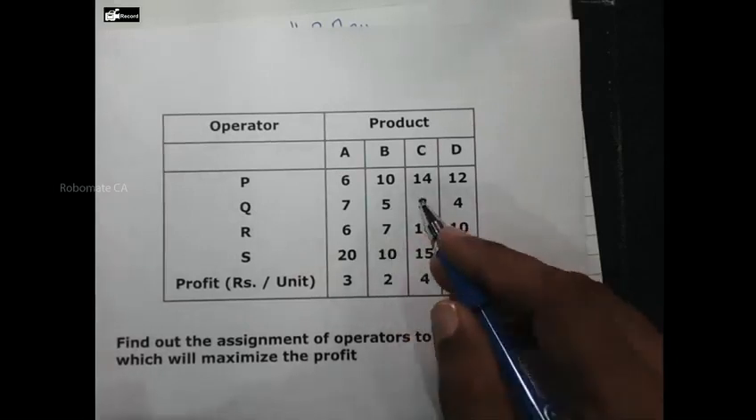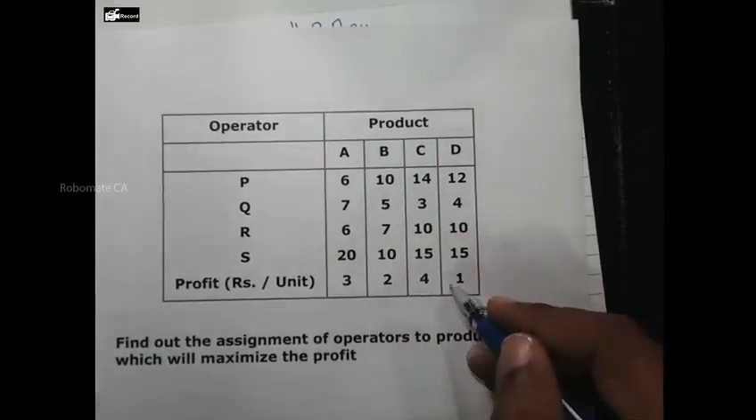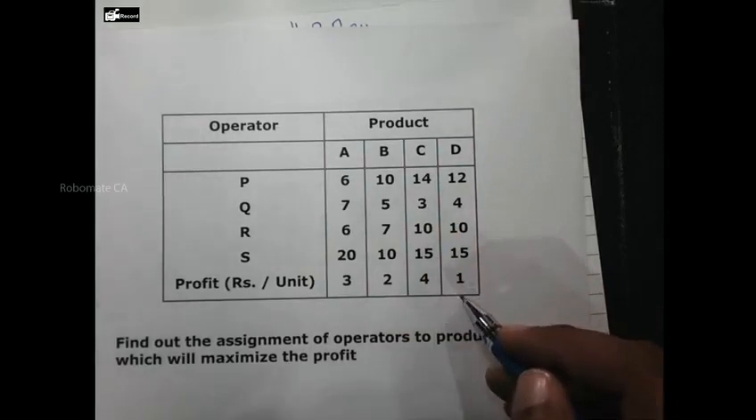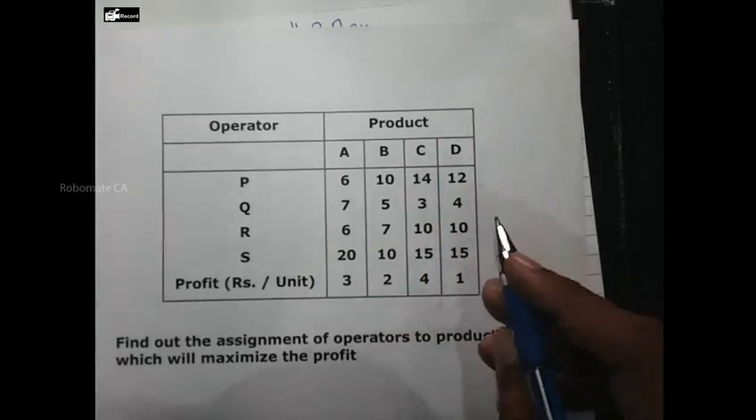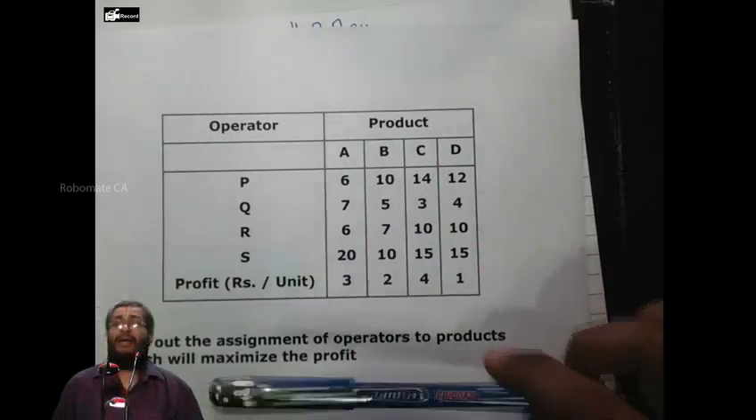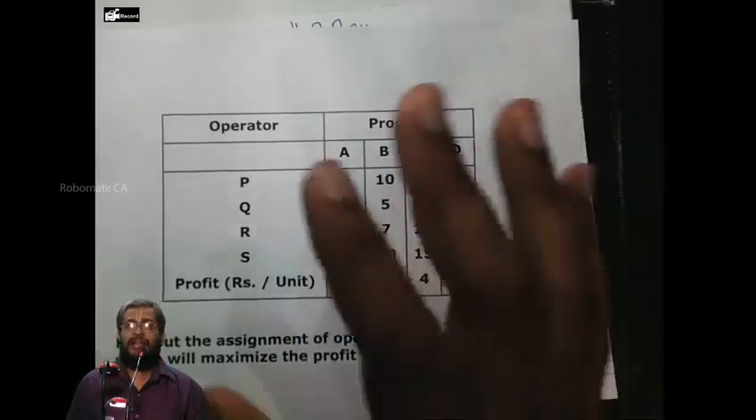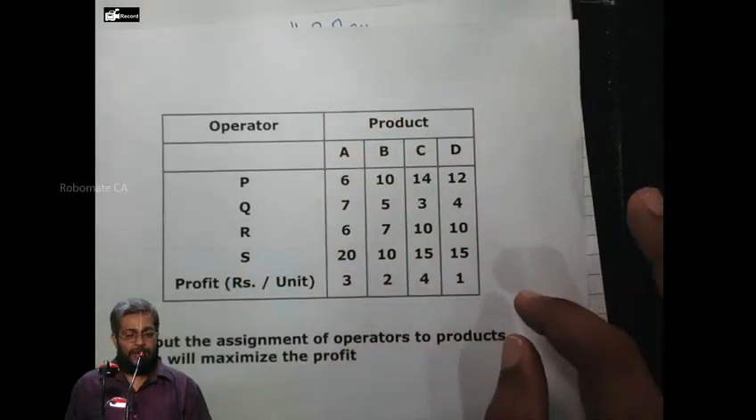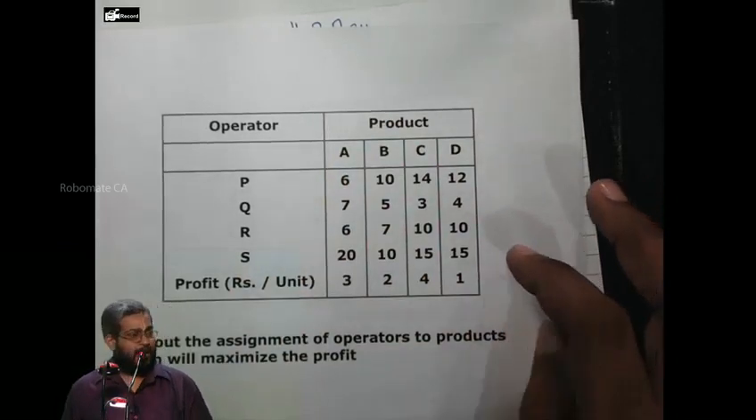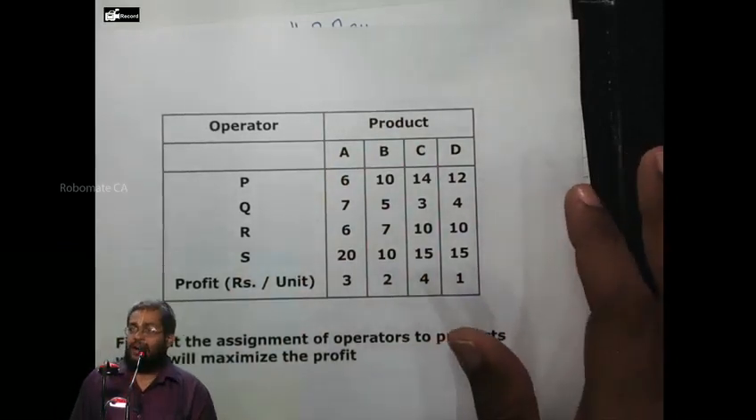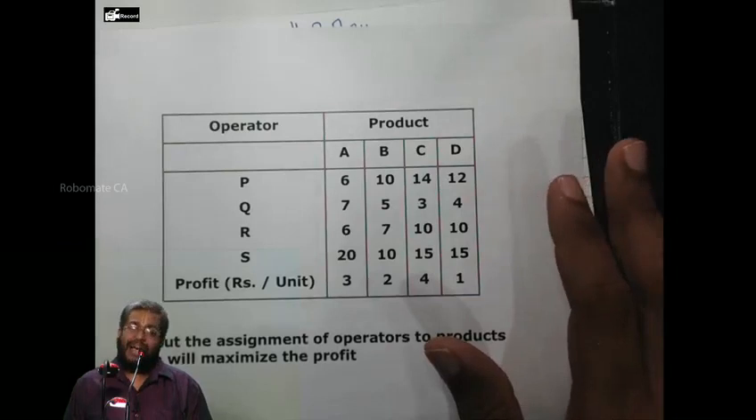Not only production should be maximized, profit also should be maximized. So the only way out is to prepare a profit matrix and then do it. Everybody following? Now, again I say, normally for safety purpose, don't try to do any shortcuts while solving any problem, because in QT and all, we may not be thinking as great as a method.